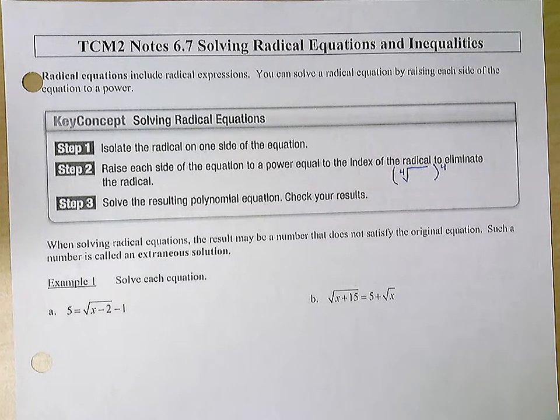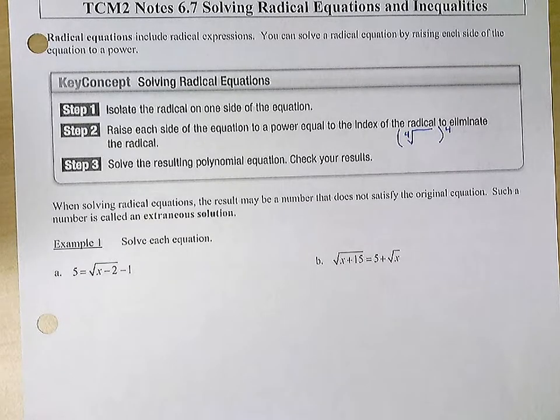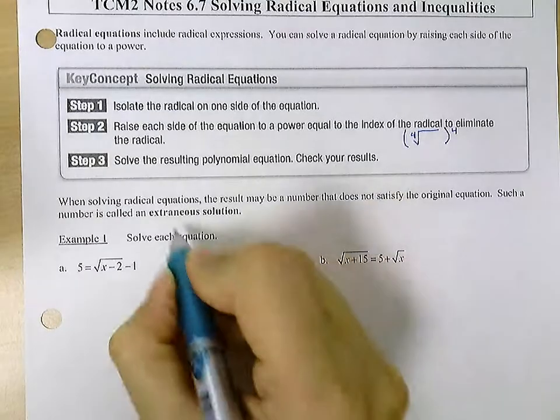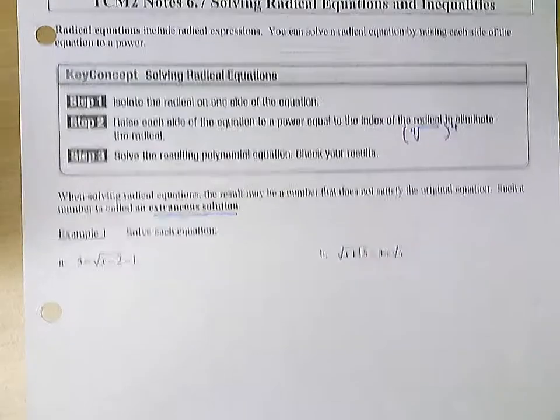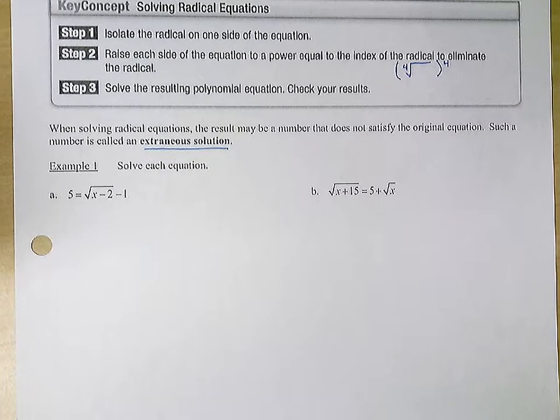You do need to check your results. Okay, sometimes you can get no solution. So you have to plug that number back in to see if it works. So when solving radical equations, the result may be a number that does not satisfy the original equation. Such a number is called an extraneous solution. Okay, so we do have these extraneous solutions. So we are going to solve some of these equations.